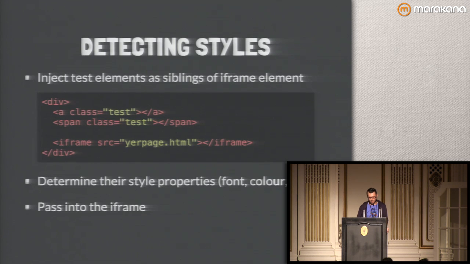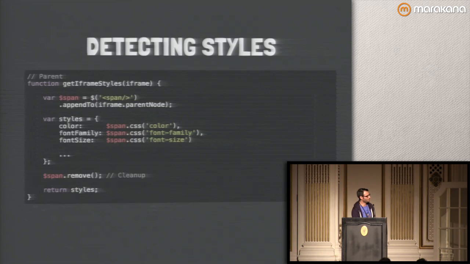So the way we're going to do that is it's kind of like a best guess. You know where the iFrame element is in the page, you can inject some test elements next to the iframe, figure out what styles are impacting those elements, pull them out, and inject them into the iframe. So this is a hypothetical situation: I inject an A tag, a span tag right next to the iframe, and figure out what their properties are.